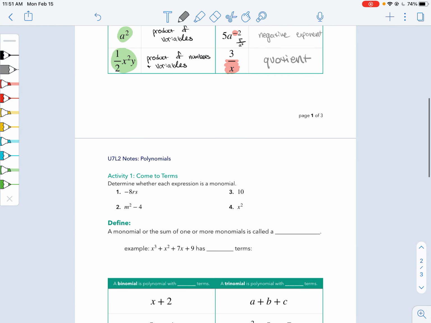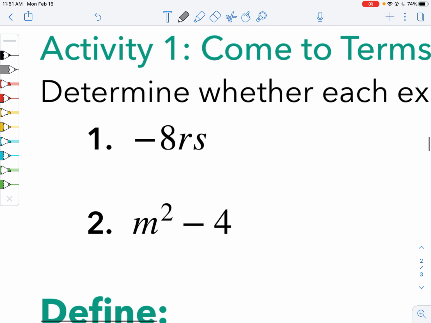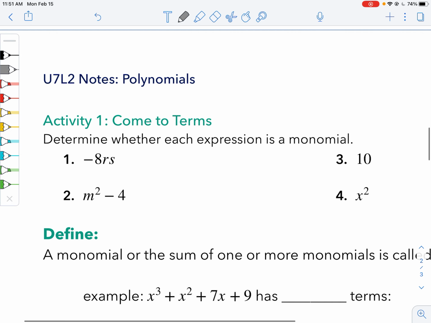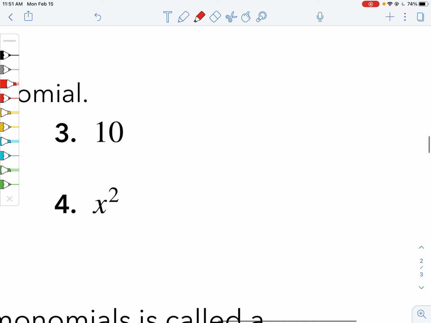So look at this. Is this a monomial or is it not? Number 1, yes, is a monomial. It's a product. Great. Number 2 is not a monomial, because it's a sum. In this case, it's a difference. Number 3 is a monomial. It is one number. It's one thing. And then finally, x squared is another monomial. It is just one term.